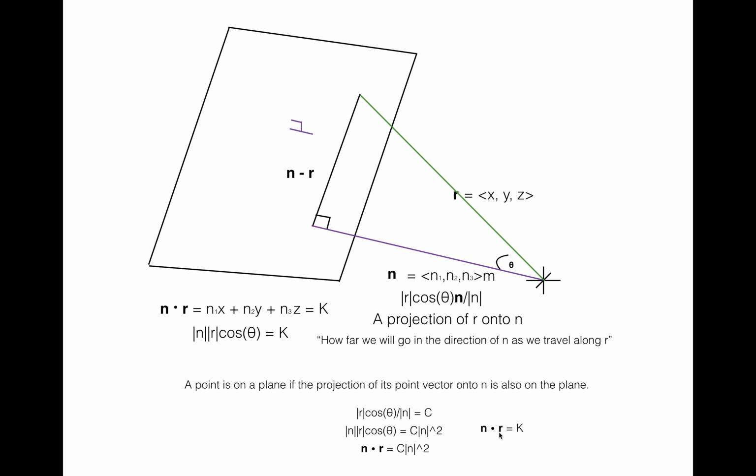So a point r is on the plane if its dot product with n is equal to the projection of itself onto n, multiplied by the magnitude of n squared. Okay. Now this gives us an understanding of what it means for a point to be on a plane geometrically, but it only works if we necessarily have the scalar product proven.